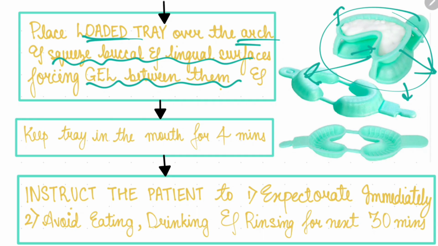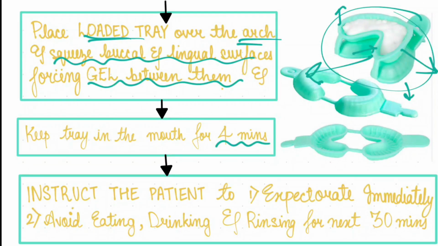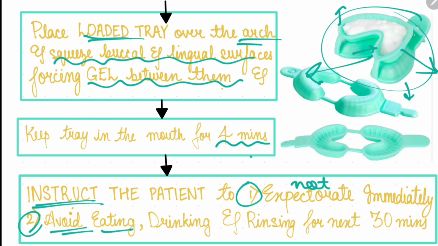Now keep the tray in the mouth for 4 minutes. After 4 minutes, remove the tray from the mouth and then give instructions to the patient. What instructions are you going to give? The first one is not to expectorate immediately and not to cough vigorously. The second and most important instruction is to avoid eating, drinking, and rinsing your mouth for the next 30 minutes.